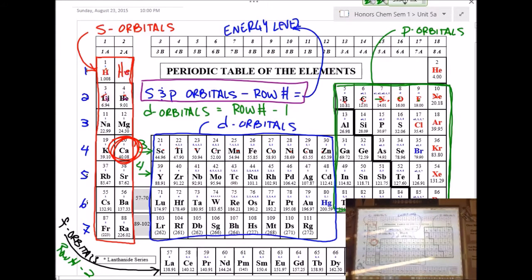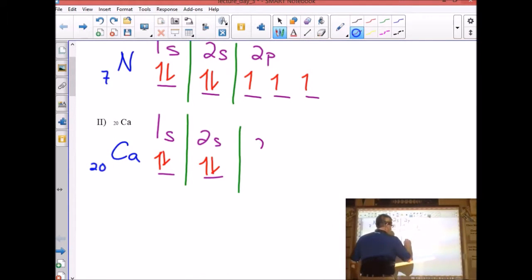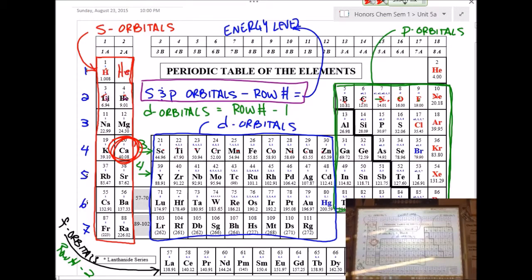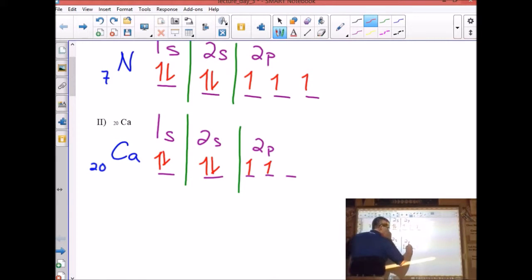Okay, go across. So now I filled up the 2s. Go across, which orbitals? 2p, good. So 2p, and how many dashes should I have? 3. And how many electrons will we place in the 2p's? 6. We're going to fill it up. We're loading it up toward calcium. I'm going to drop 1 in each, then go back and double up.